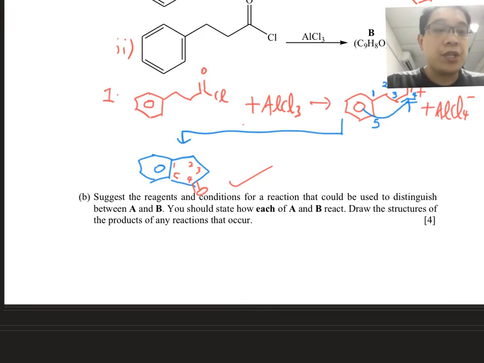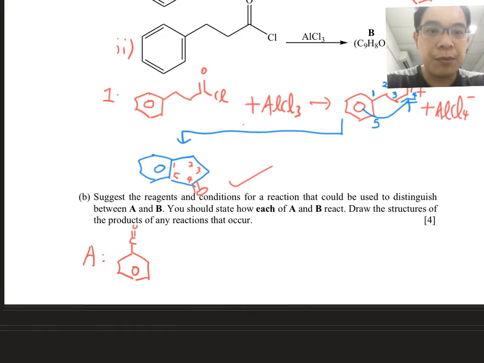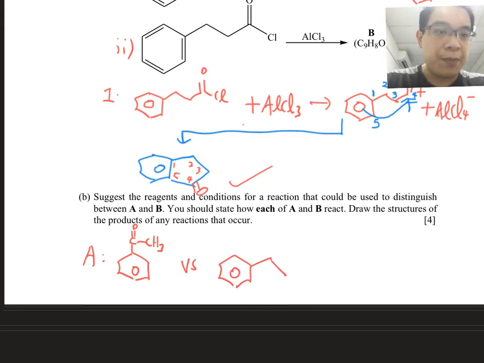Suggest the reagent and condition for a reaction that can be used to distinguish between A and B. You should state which of A and B can react and draw the structure of the products of any reaction that occurs. So what I'm going to do is draw out the A and B products first. So let's take a look. A, this is your product. You draw the benzene ring, C double bond O, CH3. Then you will compare directly with another one, which is B here, that we just discovered is a 5-member ring. So we draw a 5-member ring and double bond O.